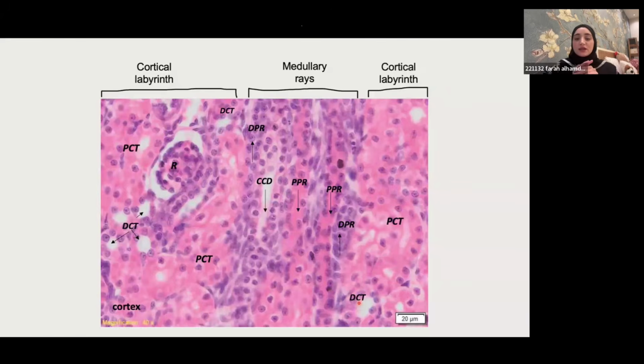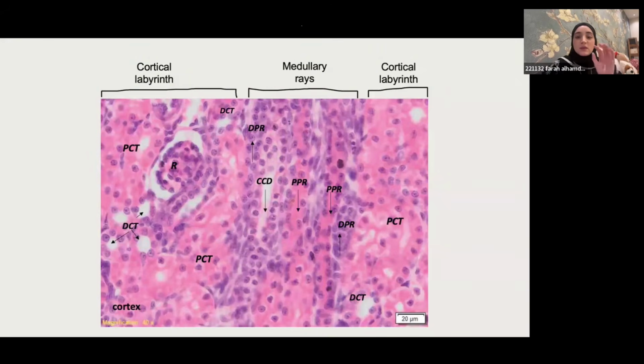The third differentiating feature is that proximal convoluted tubules, or proximal tubules in general, are more abundant in number. So you can see all of these pink fuzzy areas are proximal tubules, but there's only a few distal convoluted tubules that you can see here, and maybe this is a distal convoluted tubule. You can't really tell. Okay, then we have the pars recta, or the erect part of the proximal and distal tubule.